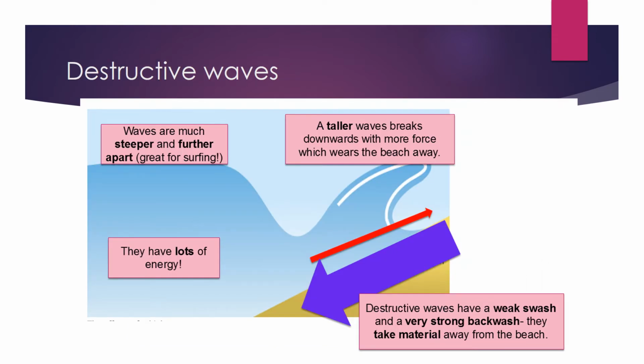Destructive waves, their characteristics are that they have a weak swash. They also have a strong backwash, which allows sediments to be removed from the beach. The waves are also higher, steeper and closer together, and have more energy when compared to constructive waves.